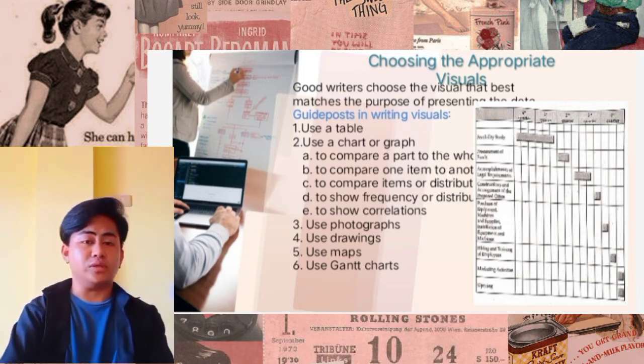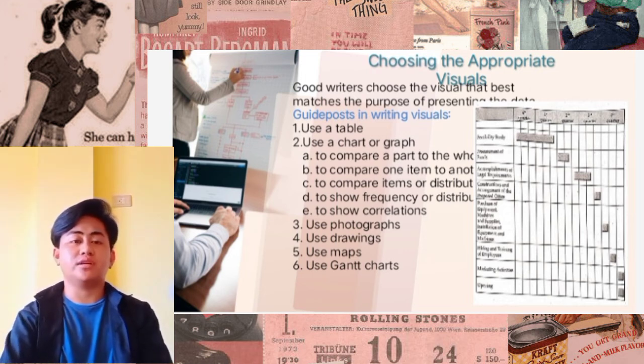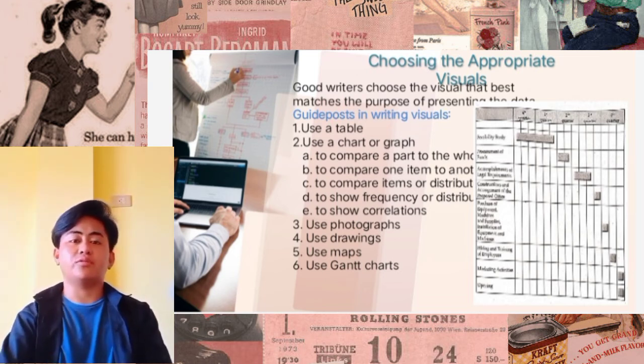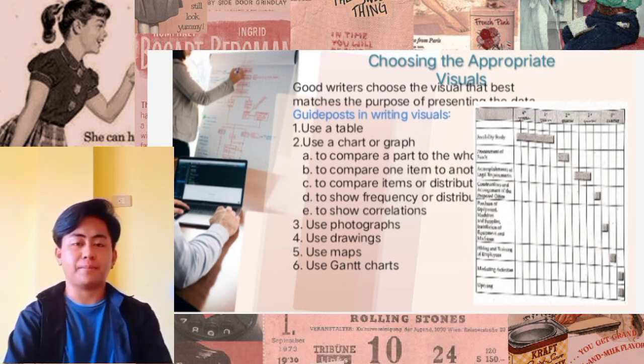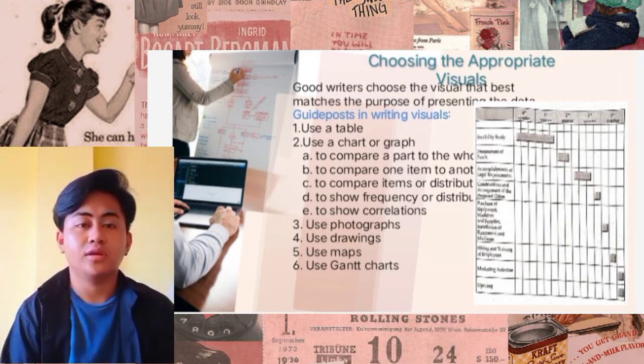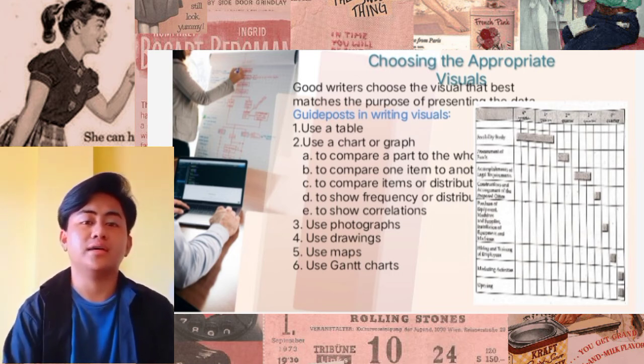Choosing the appropriate visuals. Ito yung mga criteria kung paano malaman ng isang writer kung alin ba yung tamang visuals na gamitin para sa kanyang business reports. Good writers choose the visuals that best match the purpose of presenting the data. Hindi naman kailangan na kung ano yung maganda sa paningin natin, ayun na yung gagamitin natin na visuals. Kailangan, meron din tayong guidelines. In using a chart or graph, kailangan alam natin kung para saan ba yun.